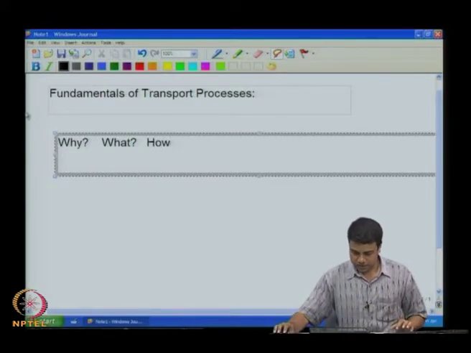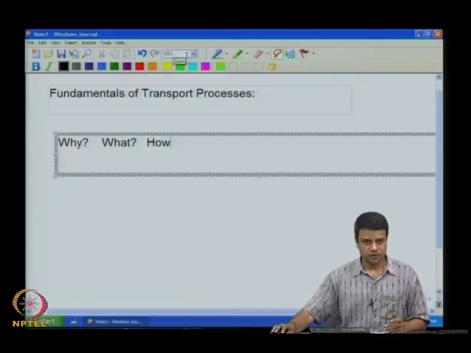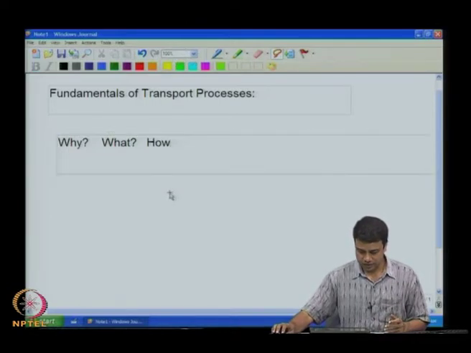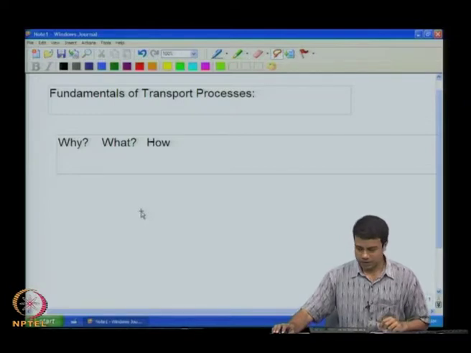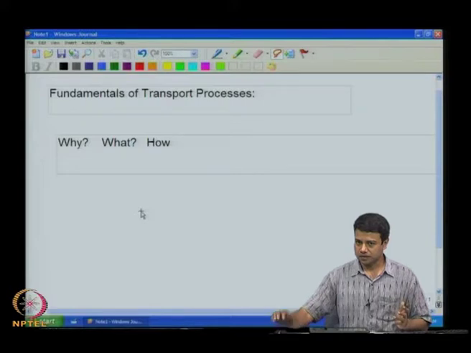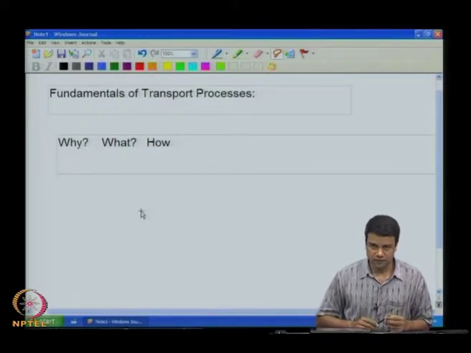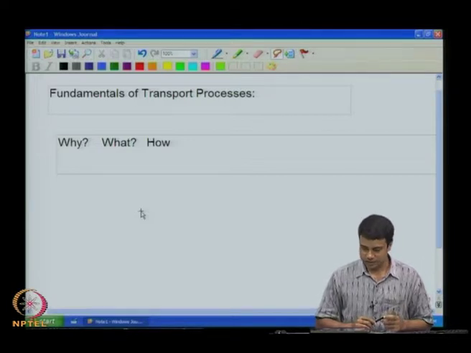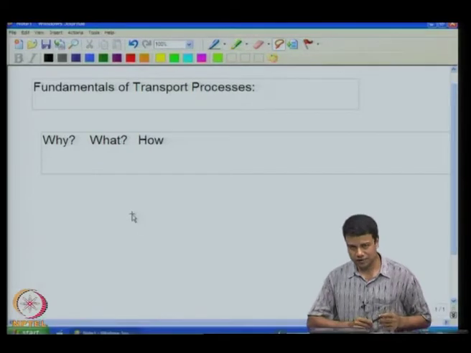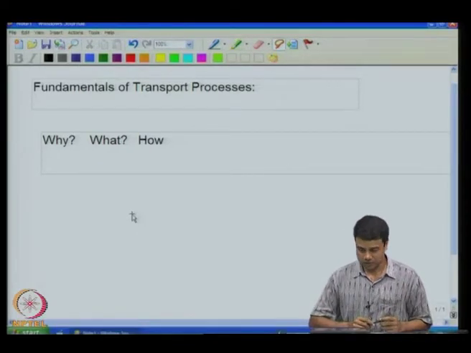The question why basically tells us the motivation for studying this particular course. Why do we want to study the fundamentals of transport processes, and what influence does it have on our ability to design engineering processes? Why is transport process a core part of engineering in general and chemical engineering in particular?